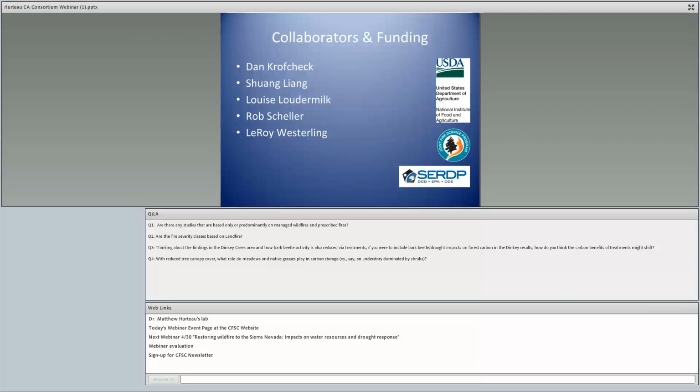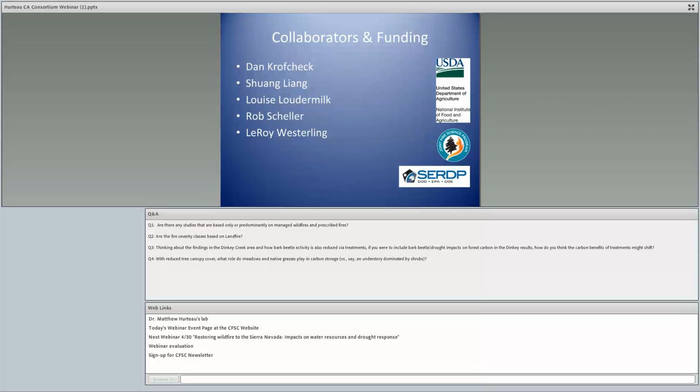The next one is, with reduced tree canopy cover, what role do meadows and native grasses play in carbon storage? Say an understory dominated by grasses versus an understory dominated by shrubs. Yeah, if you look at a shrubland versus a grassland, you've got a lot more carbon stored in the soil under a grassland than you do under a shrubland. With shrubs, a good fraction of the biomass is above ground, and thus the carbon is above ground.